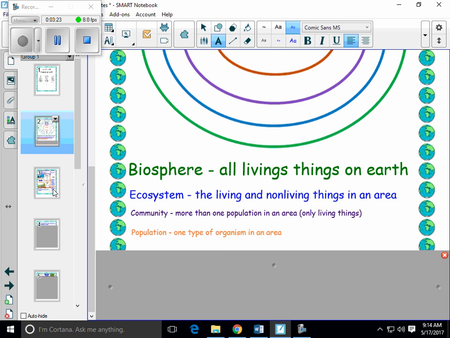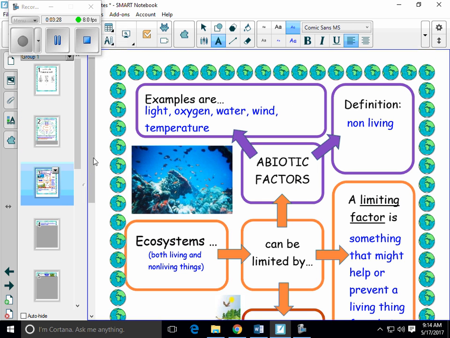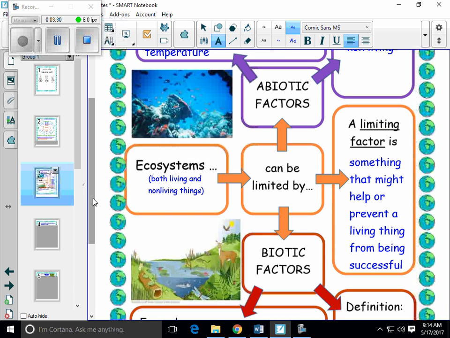Now, the next slide I have, it's got a lot going on. It's very busy. And we're going to start in the center of the page. I want you to start right here where it talks about ecosystems. And we know that ecosystems include both the living and the non-living things. Okay, then we're going to follow the arrow this way. And we need to know that ecosystems can be limited. They can be limited by both abiotic factors, which is up here in the purple, and biotic factors.